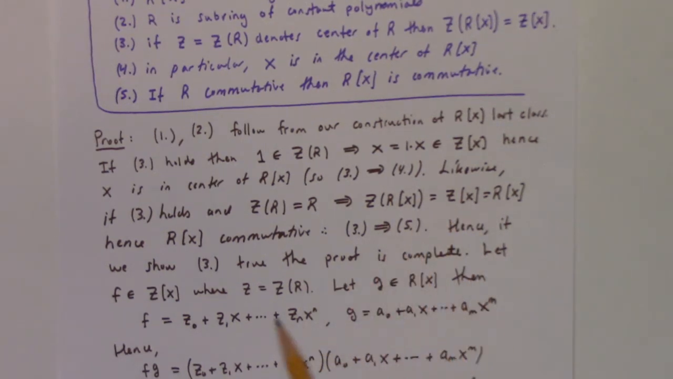So to prove 3, we just look at f and g polynomials where f has coefficients from the center, and if you multiply f times g using the multiplication that we defined in terms of sequences and such last class.